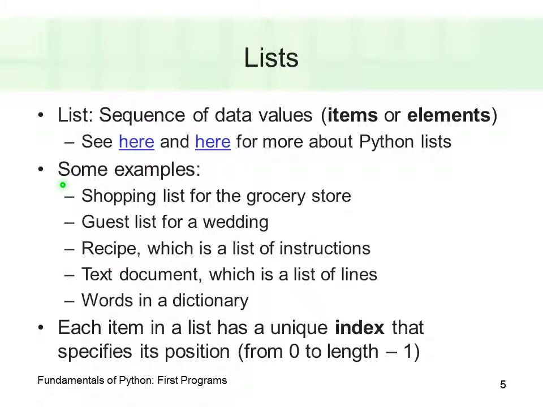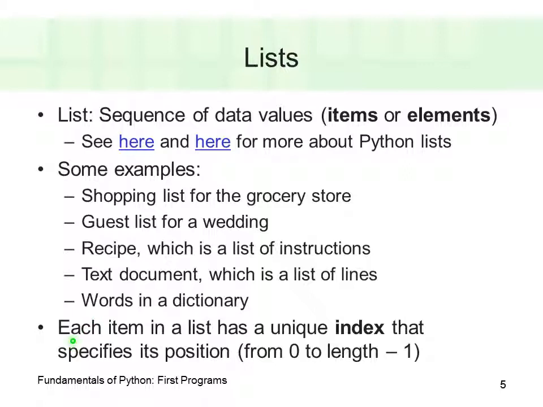Now, we're familiar with lists every day. We use lists. For instance, we make a shopping list for the grocery store, a guest list for a wedding or a party. I'm sure we've either written or used recipes. Recipes are a list of instructions. We could think of a text document as containing a list of lines. And in fact, we can refer to words in a dictionary as being a list as well.